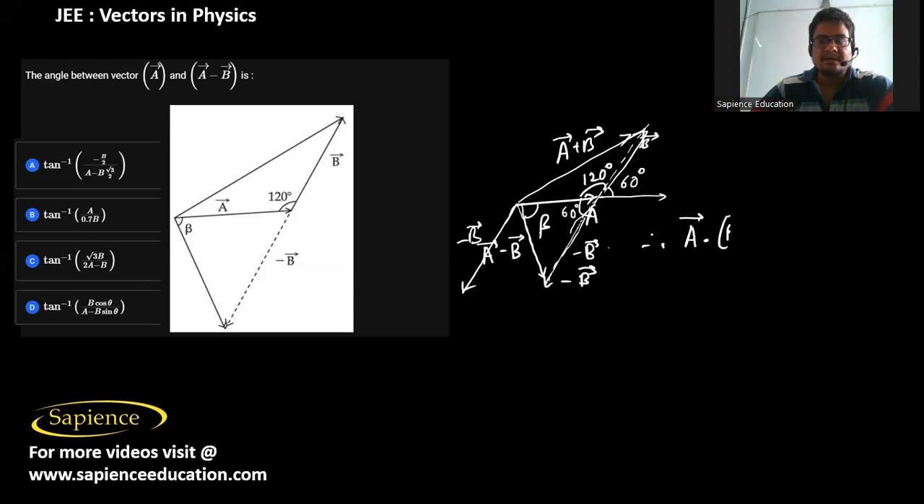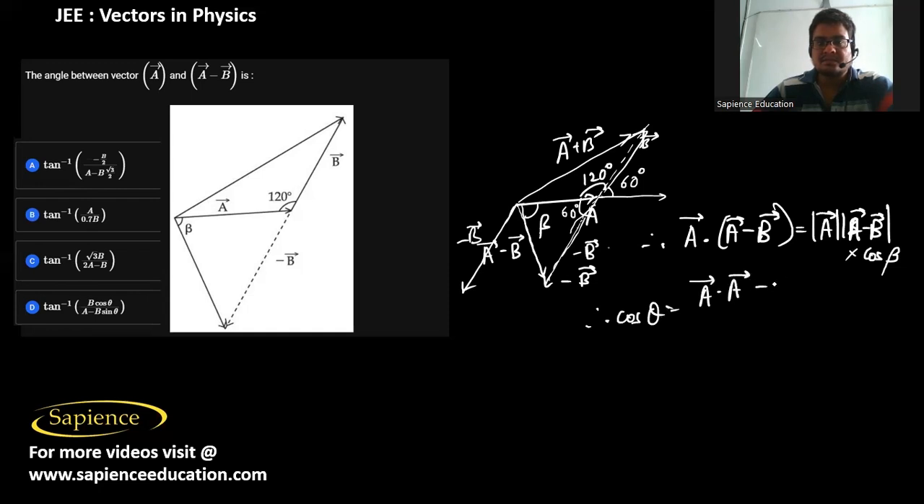So here we can say that A dot A minus B will be equal to magnitude of A into magnitude of A minus B into cos beta. So therefore, cos beta will be equal to A dot A minus B, that is A dot A minus A dot B, divided by magnitude of A into magnitude of A minus B.